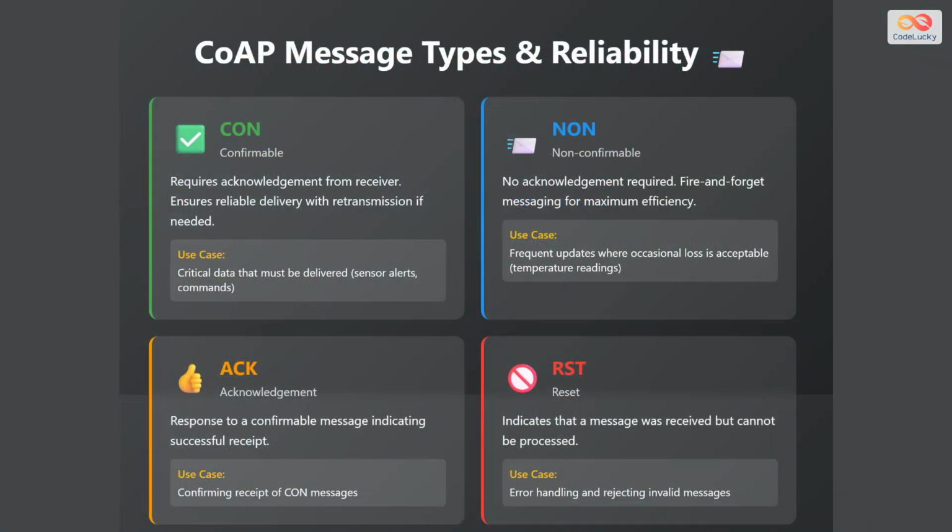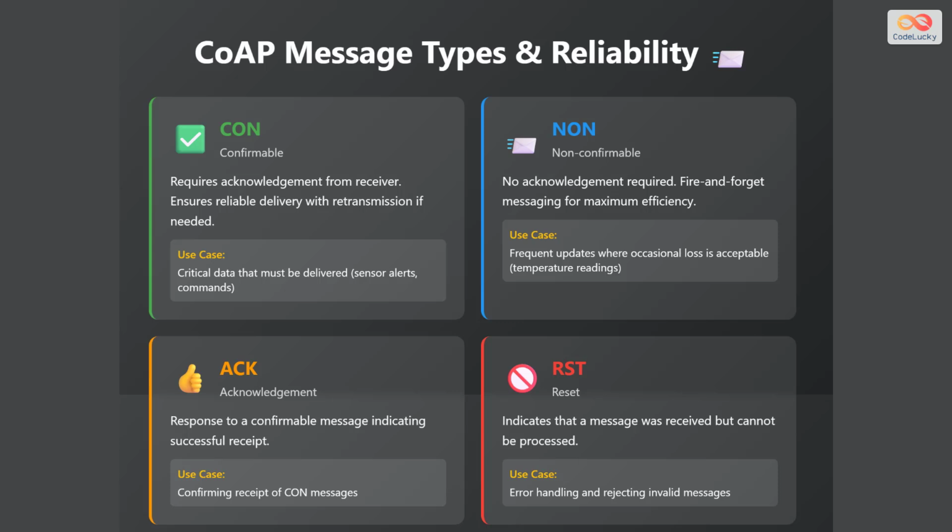CoAP offers 4 different message types to balance reliability and efficiency based on application needs. Confirmable messages, abbreviated as CON, require acknowledgement from the receiver and ensure reliable delivery with retransmission if needed. These are used for critical data that must be delivered, such as sensor alerts or important commands.